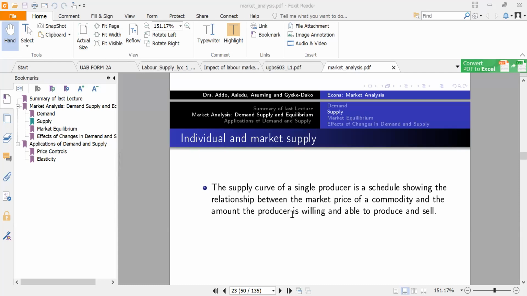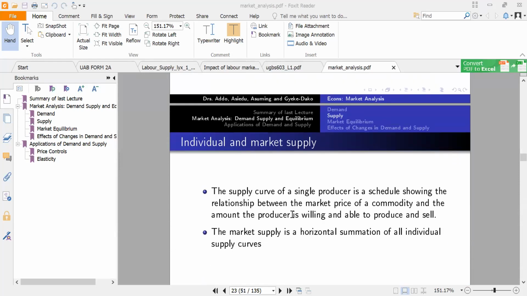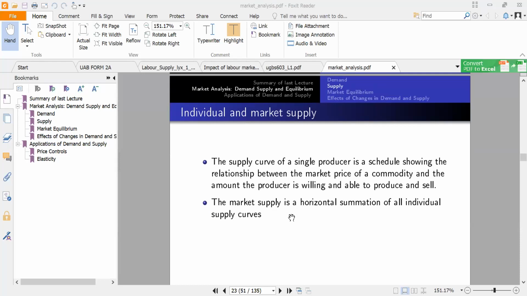So the supply curve is upward sloping, or positively related to price. Whilst in demand, quantity demanded is negatively related to price, quantity supplied is positively related to price. Okay. So that is the individual producer. You can also have the market supply. Market supply will be firm 1 supply plus firm 2 supply plus firm 3, or every supply in the market combined. I hope that is clear.